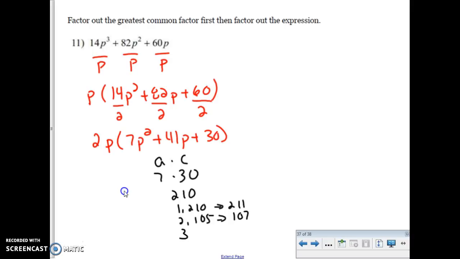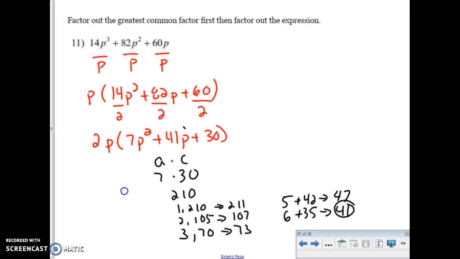3. 210 divided by 3 is 70. So that gets me 73. Getting closer and closer and closer, but not there yet. 4. No, 5. Let's see what happens when I do 5. 210 divided by 5 gets me 42. That's going to get me 47. I'm almost there. How about 6? Does 6 go into 210? 35 times. So that's getting me the sum I'm looking for of 41.